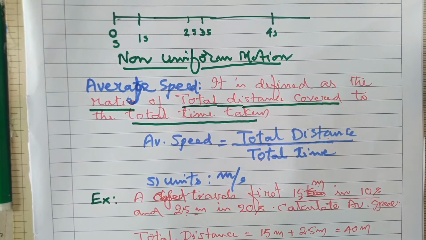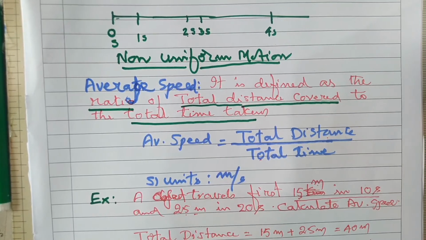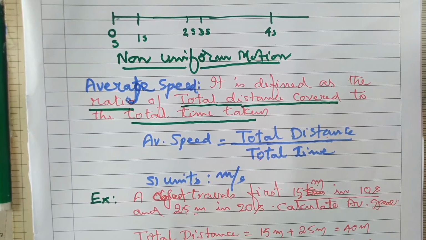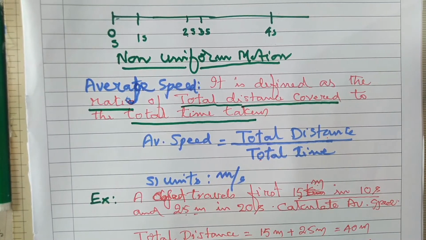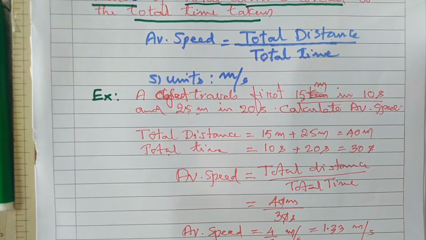Now, 0 gets cancelled. It is 4 by 3 meter per second average speed. If you want, you can convert into decimal also. That is equal to 3 ones are 3, 1 again 3 meter per second. That is 1.33 meter per second. Just to see, once again I will explain.